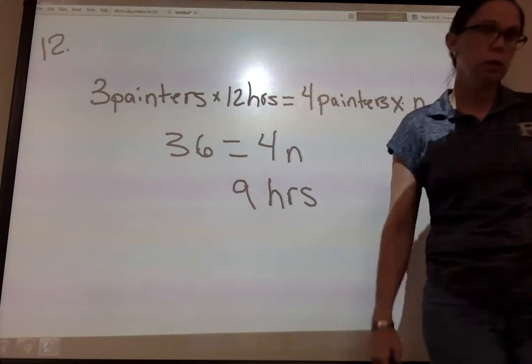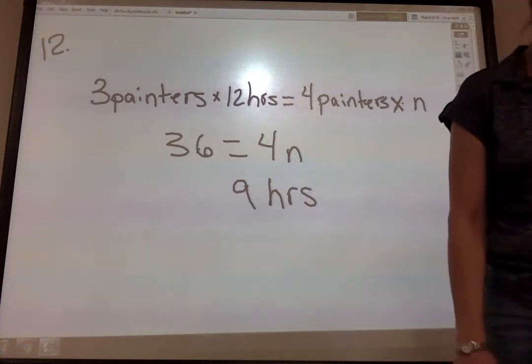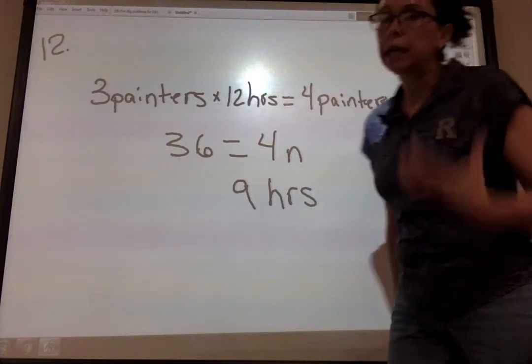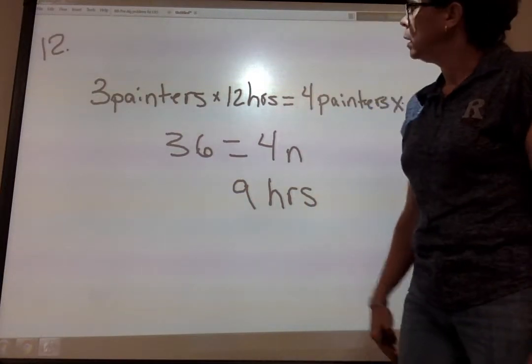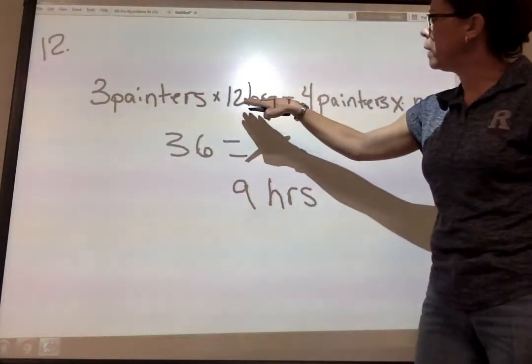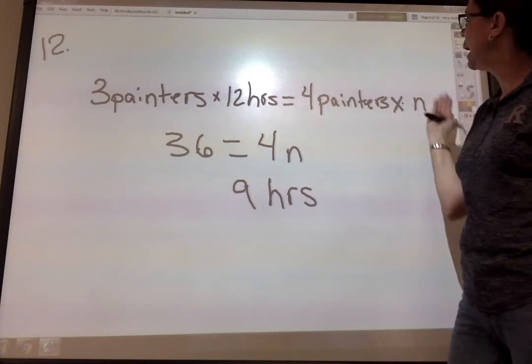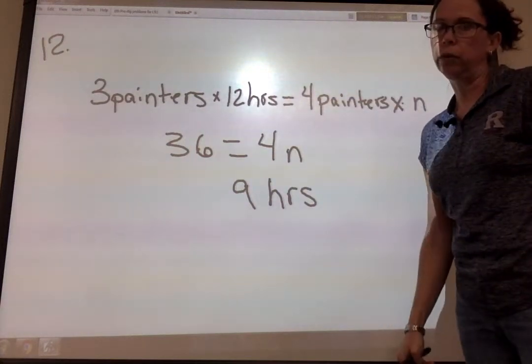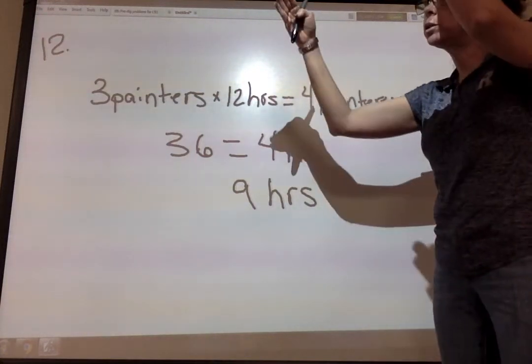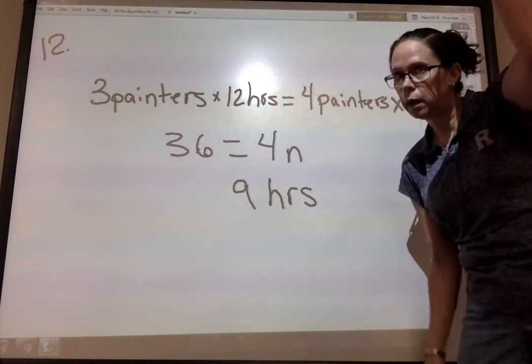Number 12. This is one of our newer types of problems as well from our investigation. This is an inverse relationship. If I have 3 painters, it takes 12 hours. So how many hours does it take if I have 4 painters? Okay, I have more painters, so it's going to take less time.